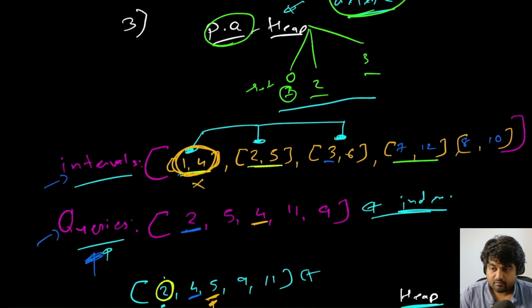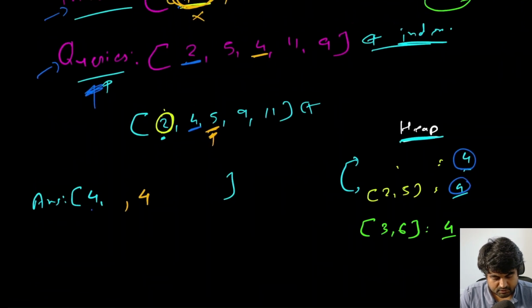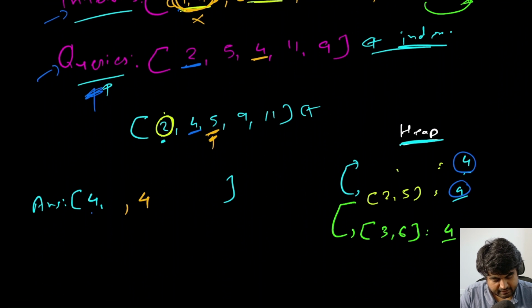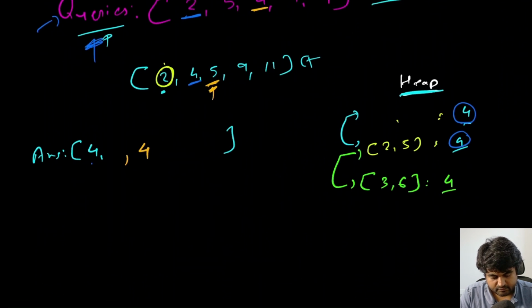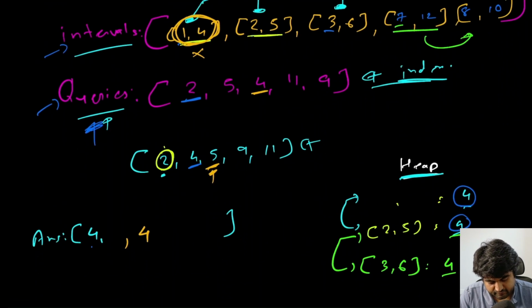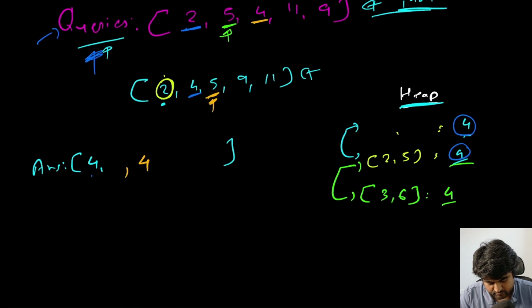So 7 to 12 we cannot include because the starting value is actually greater than 5, and all the other values would always be greater than 5, so we cannot include that. So currently there are only two nodes that can contain value number 5, 2 to 5 and 3 to 6. Both have the size 4, so we'll just store the size 4, but notice 5 is located in the second position or index position 1, so we will store 4 over here.